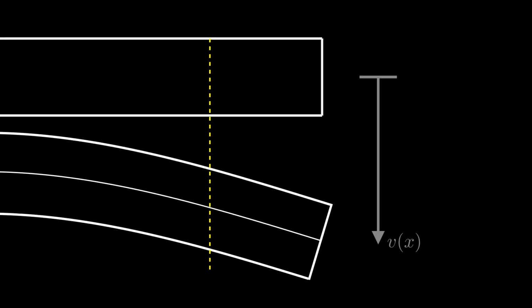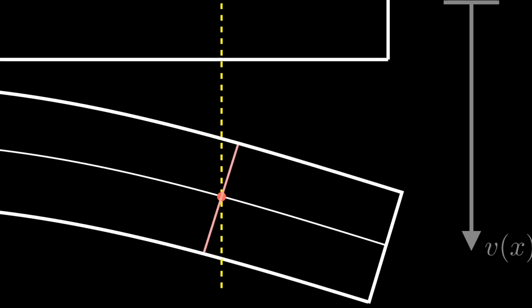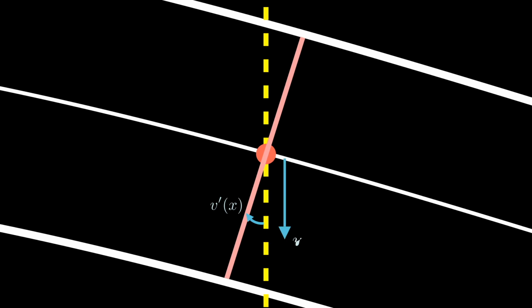For that, let's zoom in on the end of the beam, as shown here. On the top of the screen, we will show the undeformed shape, and on the bottom, the deformed shape. We will define v of x as the downward displacement of the centroidal axis. According to the Euler-Bernoulli hypothesis, plane cross-sections remain plane and perpendicular to the axis. So after deformation, we get the pink cross-section you see here. The derivative v prime of x represents the rotation of that cross-section.